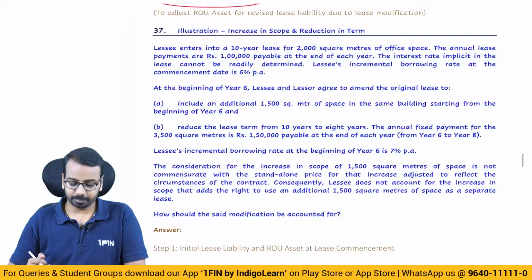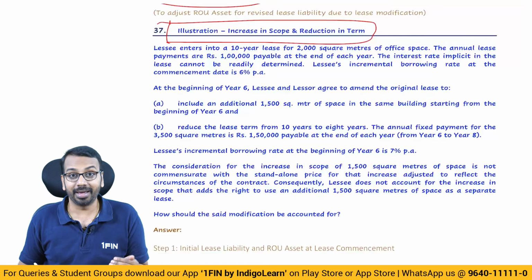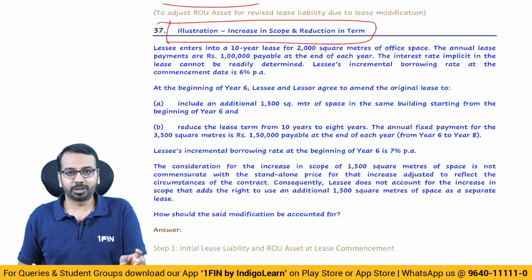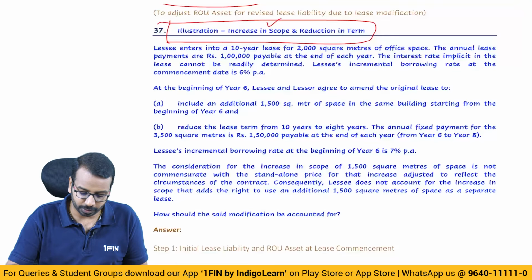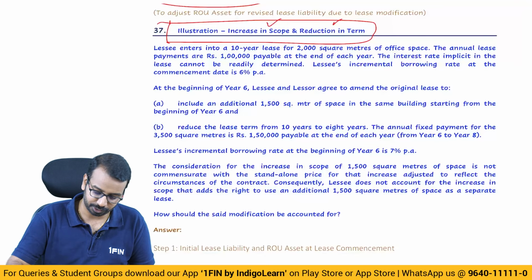Alright. Now, this is where you have to pay extra focus in the next question, where we have two things happening at the same time: increase in scope also, reduction in term also. Both of these are happening at the same time. So, let us see how to handle this question.